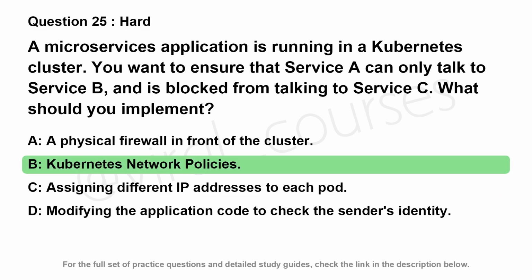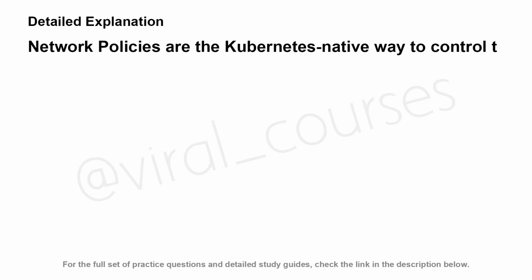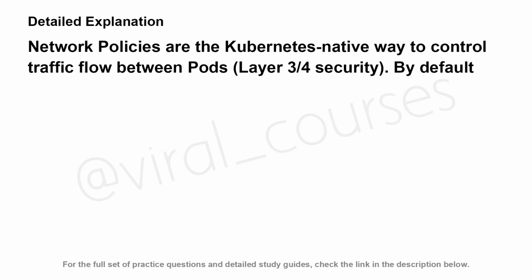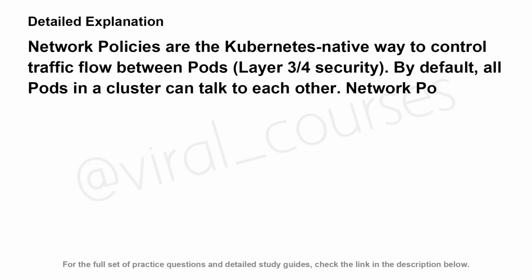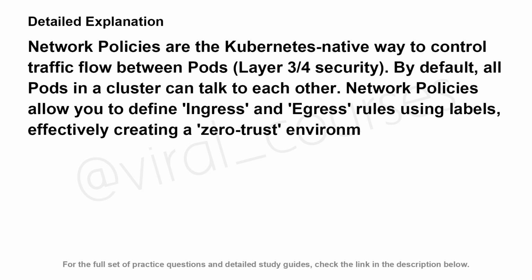The correct answer is B. Network policies are the Kubernetes native way to control traffic flow between pods. Layer 3/4 security. By default, all pods in a cluster can talk to each other. Network policies allow you to define ingress and egress rules using labels, effectively creating a zero-trust environment within the cluster.